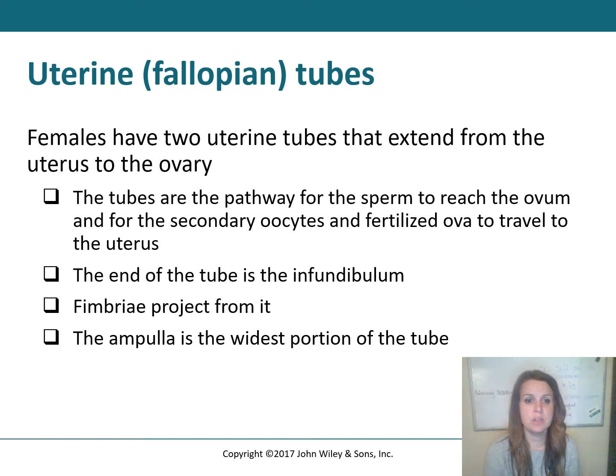So let's move on to a little bit of the anatomy of the female reproductive system. I know you covered some of this in lab. I just want to make sure you understand it all. Females have 2 uterine tubes that extend from the uterus to the ovaries, and these actually act as passageways for sperm to reach the ovum, because most of the time fertilization is actually going to occur in the uterine tubes. The end of the tube is called the infundibulum, and fimbriae, which are little finger-like projections, project from it. The ampulla is going to be the widest portion of the uterine tubes.